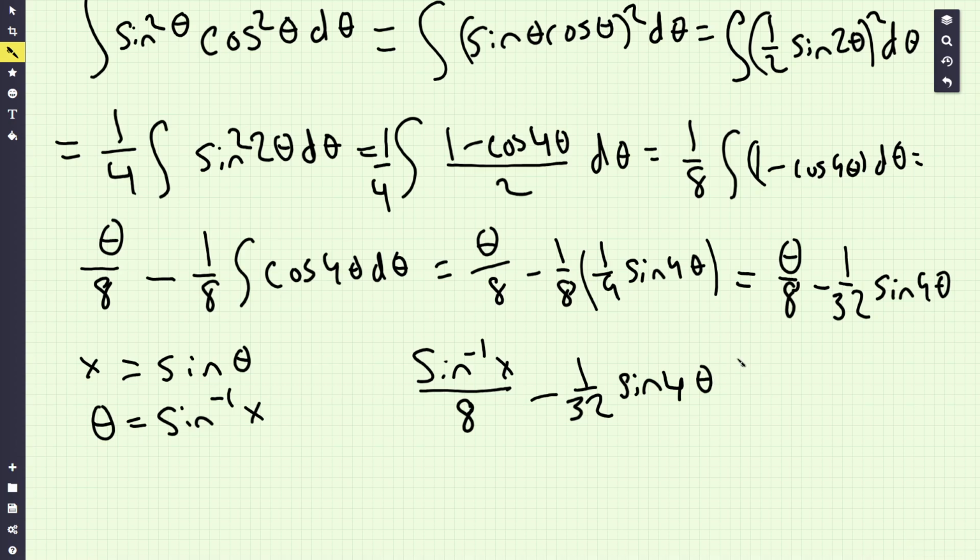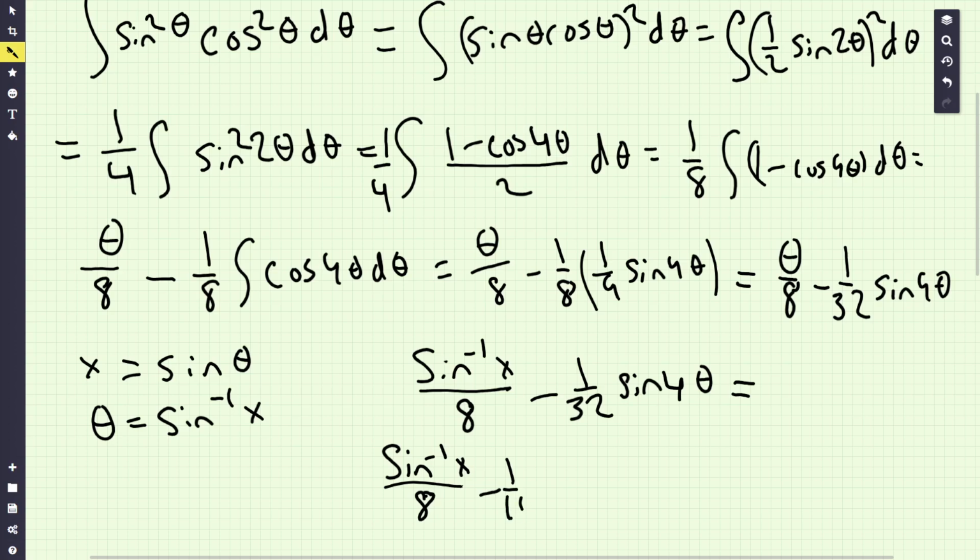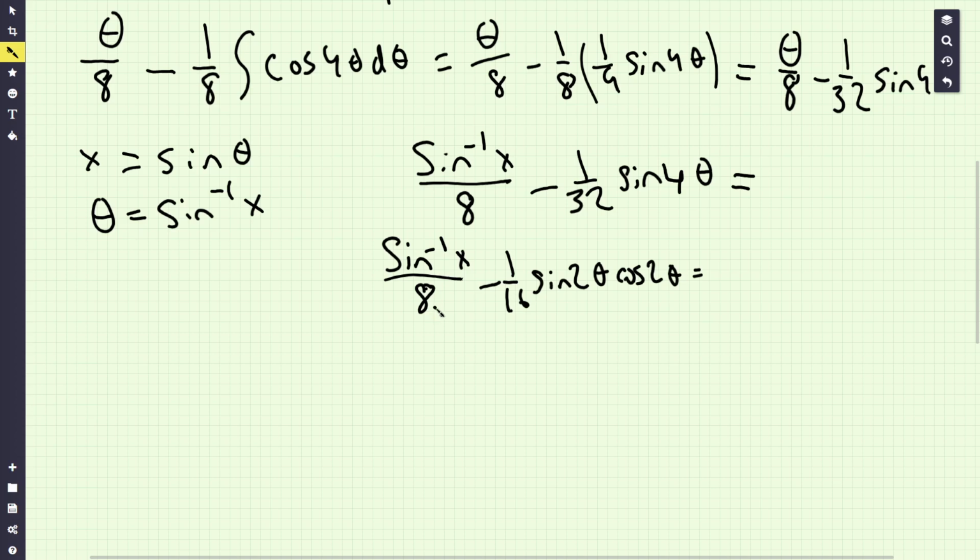It's going to be cumbersome to write out sine inverse. To fully get this in terms of x, we're going to have to use more identities. So we're going to use the double angle identity first. So we have sine inverse x over 8 minus 1 over 16, since we have the 2, sine 2 theta cosine 2 theta. Okay, so now I'll just rewrite this as 1 over 8 times inverse sine of x.